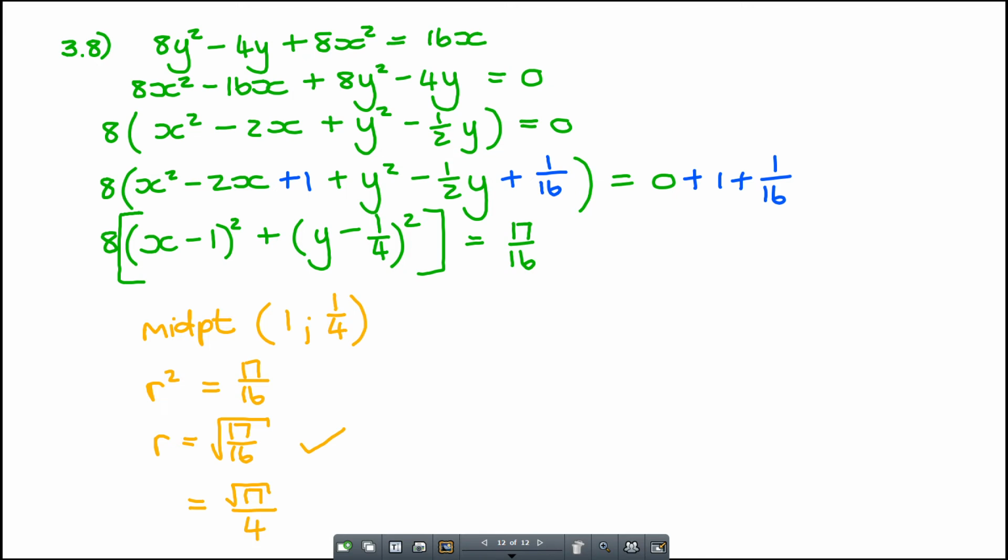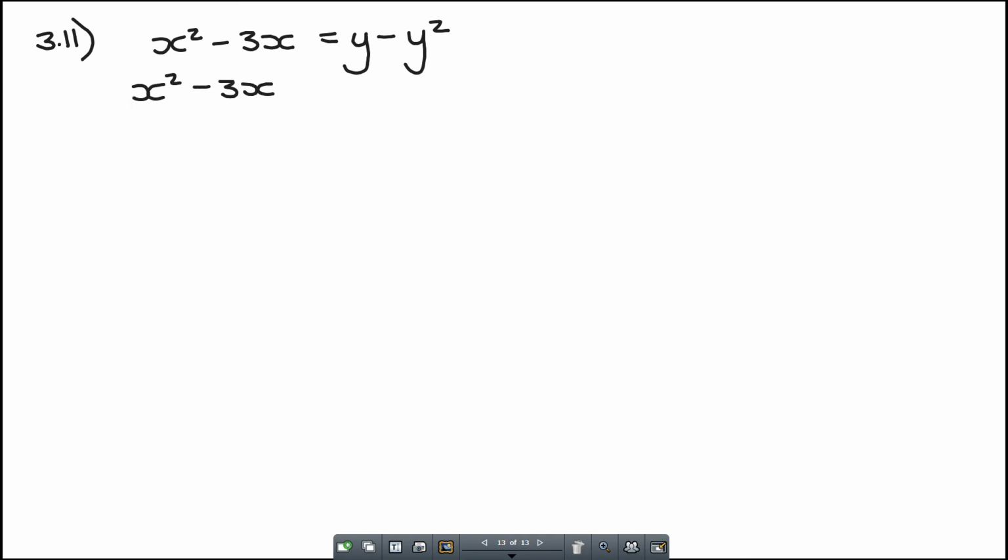Right, nou is ons by 3.11, laaste enetjie. Okay, by 3.11 gee hulle vir my x kwadraat minus 3x, Y minus y squared. Okay, so let's take everything to the one side. So x squared minus 3x plus y squared minus y, and then it will be equal to 0. Now we're going to complete the square.